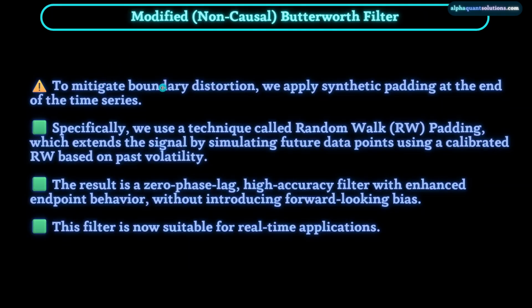So essentially, we mitigate this boundary distortion effect by applying a so-called synthetic padding at the end of the price data, so at the end of the time series. Concretely, we use a technique called random walk padding, which basically extends the original signal by simulating future data points using a calibrated random walk based on past volatility. So this random walk is not arbitrary, it is actually calibrated on past volatility, and we'll show you how we have done that.